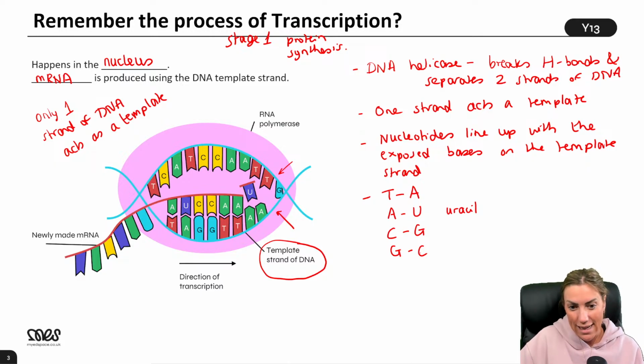Someone asks, is it RNA helicase or DNA helicase that separates the two strands? It would be DNA helicase, because remember, we're separating the DNA strands at the start of transcription. So we're breaking the bonds in the DNA and separating the DNA strands so that one of them can act as a template, right? So that would be DNA helicase.